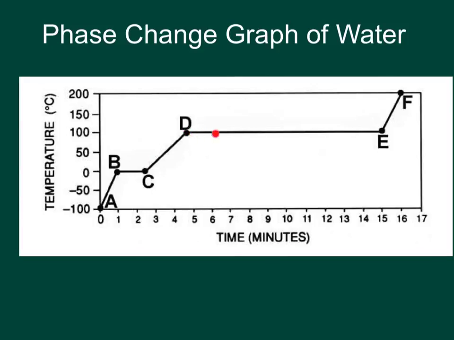From points D to E, the temperature remains 100 because the substance is boiling. Throughout the entire boiling process, the temperature will stay at 100 degrees Celsius. By point E, the substance will have completely vaporized, and then from points E to F, that's demonstrating the water vapor getting hotter and hotter and hotter.